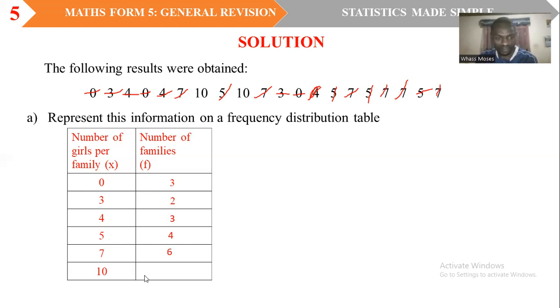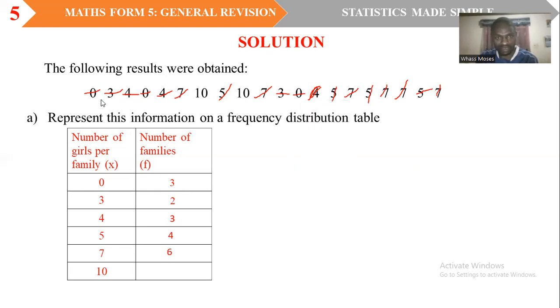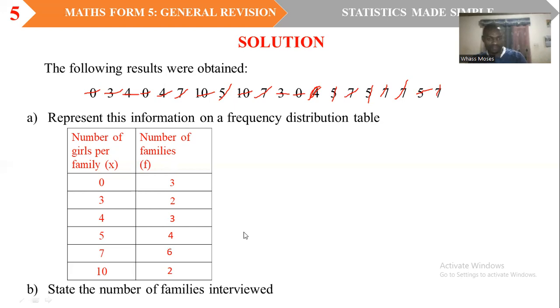Next, the number of families having 10 girls each. We have 1, 2. Good. Now, before we get to an end, we also look at the scores. If we discover that we have crossed all the scores, it means that we have completely used up the data that was given to us. So this is what we call the frequency distribution table.